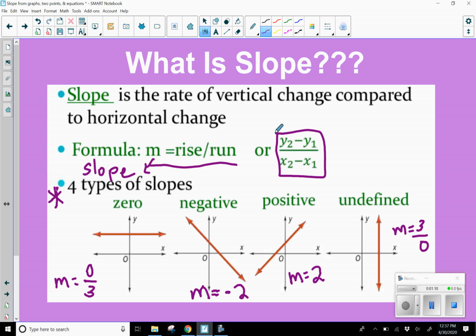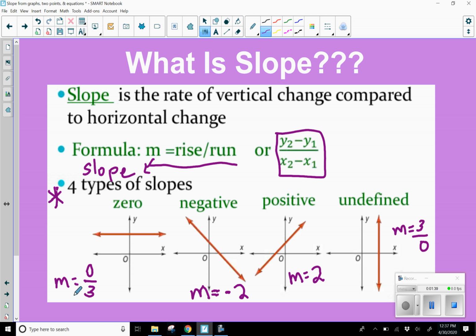So we have 4 different types of slope. This first one here is a horizontal line, which means that you have a slope of 0. Obviously if it's not increasing or decreasing, then you would have a 0 slope. And I have an example here, m equals 0 over 3. Well, we know that 0 divided by 3 is 0, which makes it a 0 slope. A 0 slope will always look like a horizontal line.